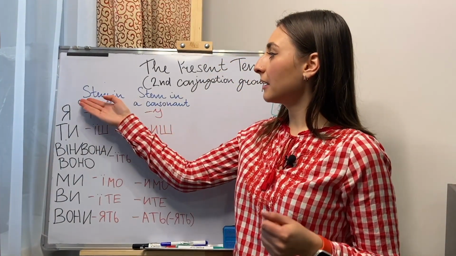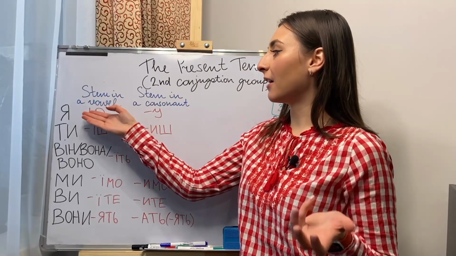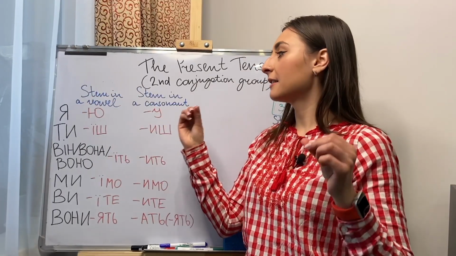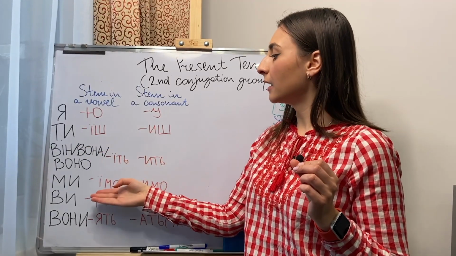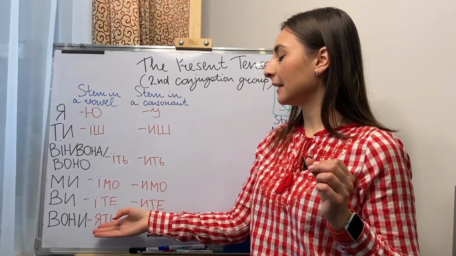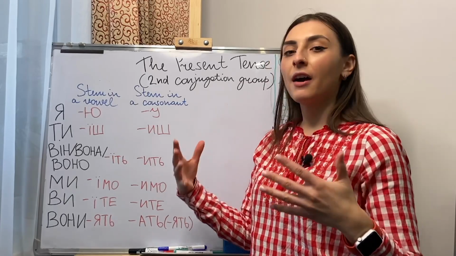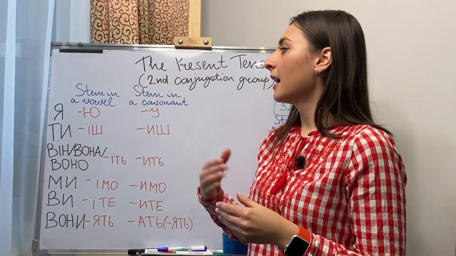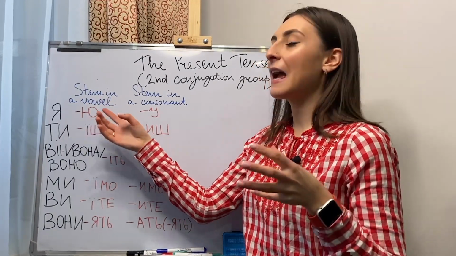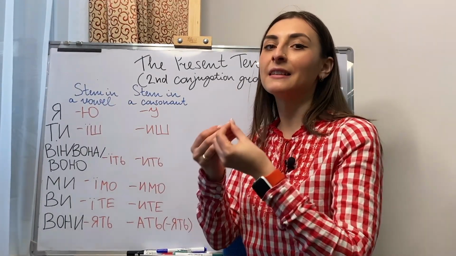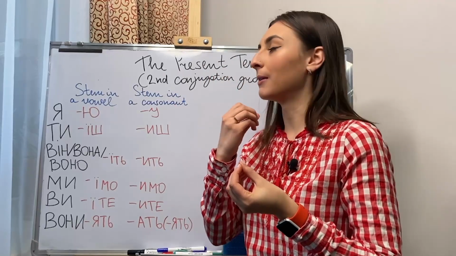So when a stem ends in a vowel, then we have to add such endings as ю, їш, їть, їмо, їте, ять. We have a logic here because the stem ends in a hard vowel and then we add an ending that starts with a soft vowel.